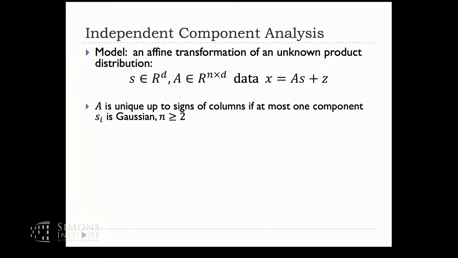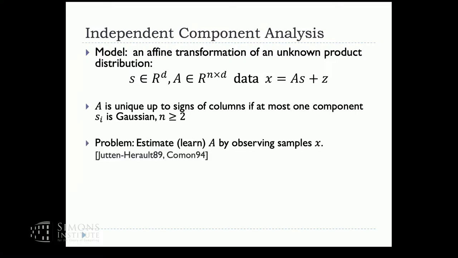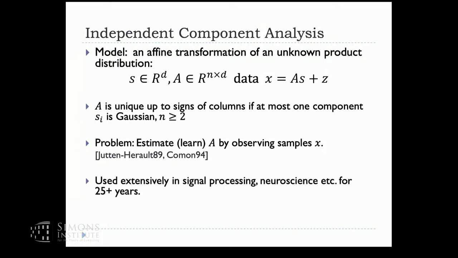This is possible up to the signs of the columns, because otherwise it'll flip the S, as long as at most one component is Gaussian. If everything is Gaussian, then you can't do it, right? Because a rotated Gaussian is still the exact same thing. And if there's a two-dimensional Gaussian in there, rotations in there, you can't tell. Okay. And so the question is, learn A and Z by observing samples. I mean, the Z is easy, right? Just take the mean of the samples. But the A is the challenging one in this case.